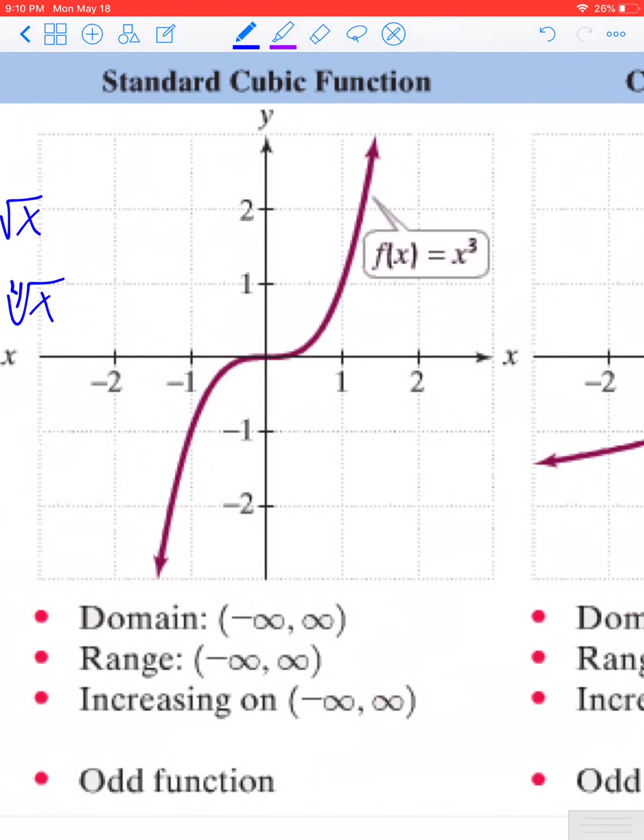X cubed is in many ways the classic graph of a polynomial of odd degree of 3 or higher. It has domain all real numbers from negative infinity to positive infinity. Same thing too with the range, it goes all the way down and all the way up on the y-axis in terms of outputs. So its range is all real numbers. This classical graph is very similar to the graph of x to the n for n odd, and also greater than 1. If n is 1, then that's just a straight line. But things like x to the 5th, x to the 7th, etc. would look very much like what the graph of x cubed looks like.